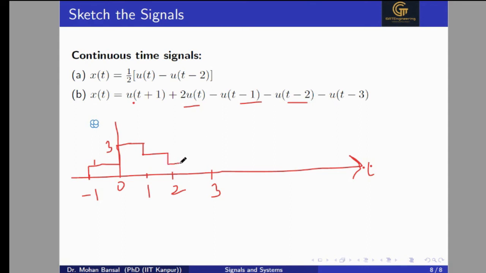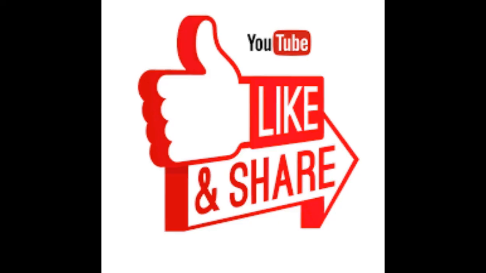We get this kind of a signal at t equal to 2. Now this signal will go till the next discontinuity, which is at t equal to 3. So its amplitude starts from 1, then 3, then 2, then 1, and then 0. So we can represent any function in terms of the signal, or any signal in terms of the function. Thank you for watching this video.